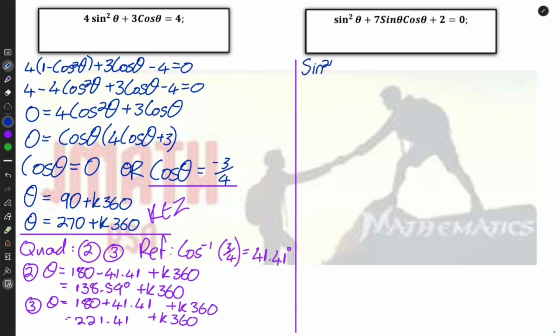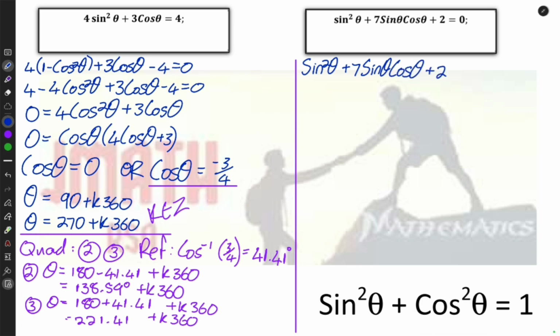So sine squared theta, I'm just going to keep like that, plus 7 sine theta cos theta. That 2, I can say is 2 multiplied by 1, and remember 1 is equal to sine squared theta plus cos squared theta from the grade 11 identities. So I'm actually then going to multiply the 2 by that, and that's how I'm going to be able to factorize this sum.